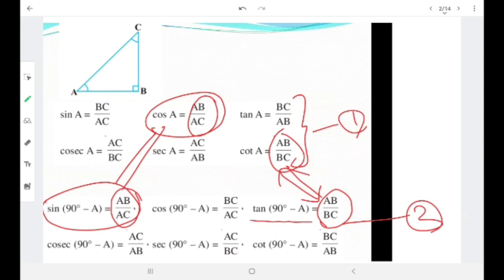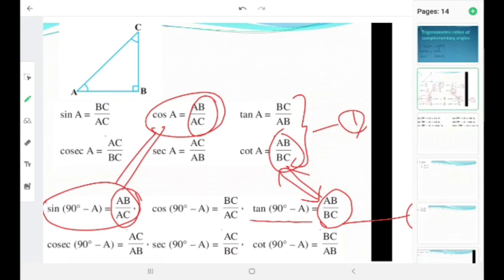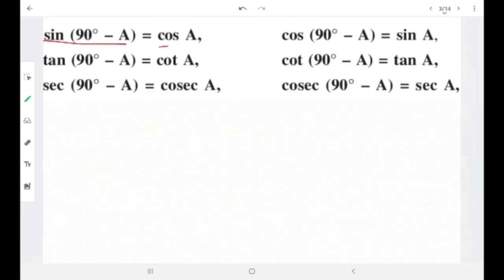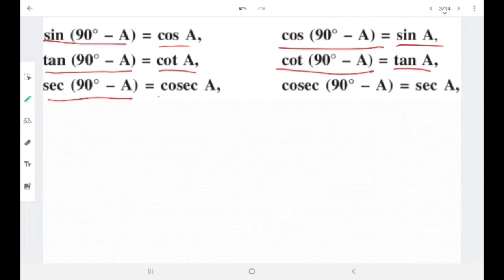Thus, by equating all the 6 equations, we can get the trigonometric ratios of complementary angles as sin 90 minus A is equal to cos A, cos 90 minus A is equal to sin A, tan 90 minus A is equal to cot A, cot 90 minus A is equal to tan A, secant 90 minus A is equal to cosecant A, cosecant 90 minus A is equal to secant A. These are the complementary angles for the trigonometric ratios.